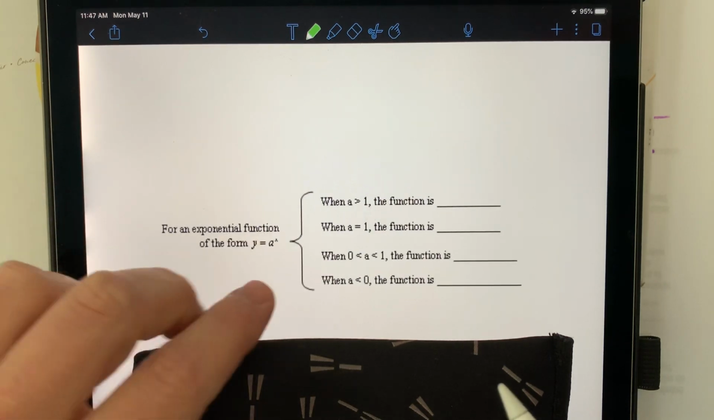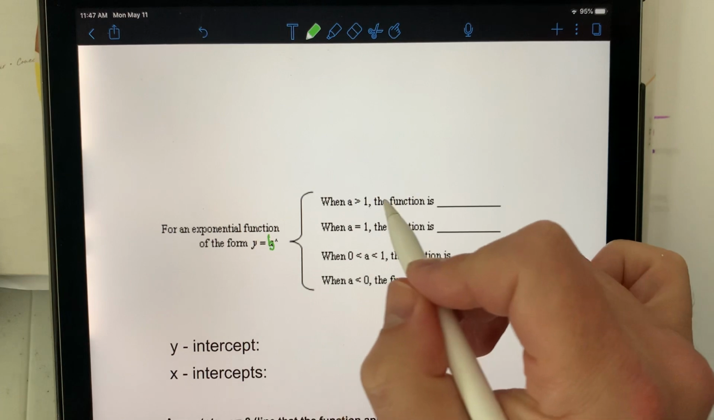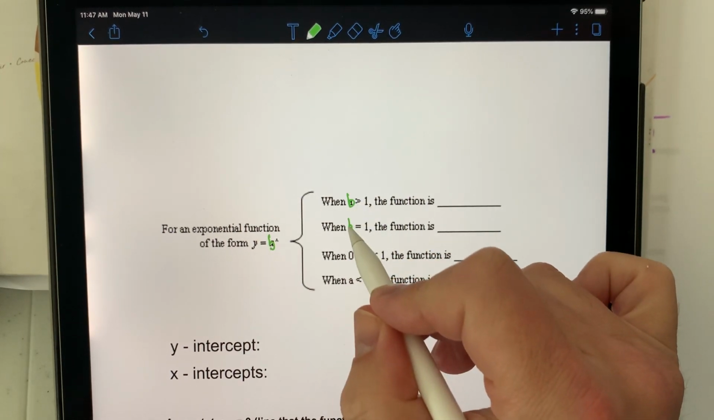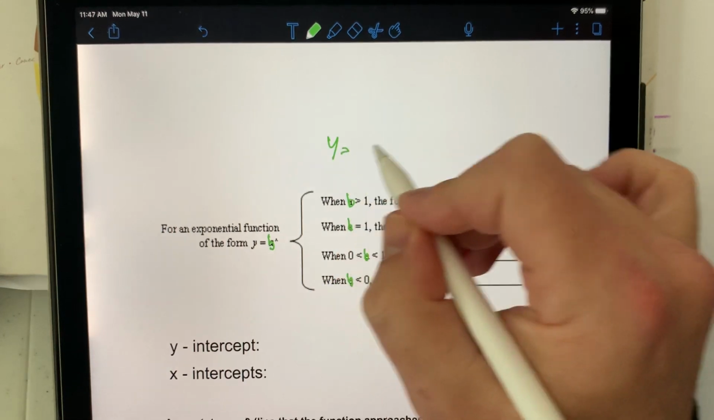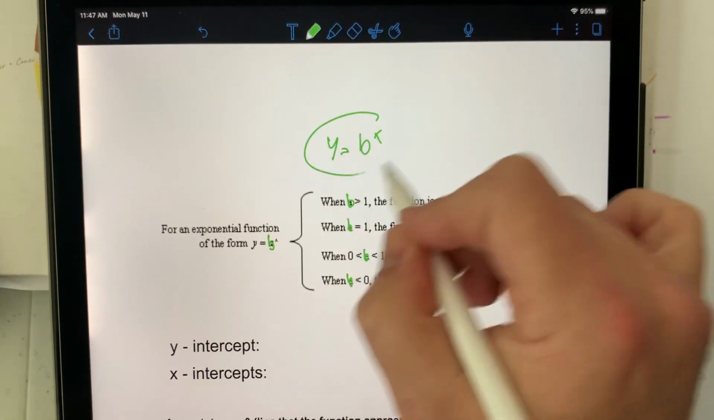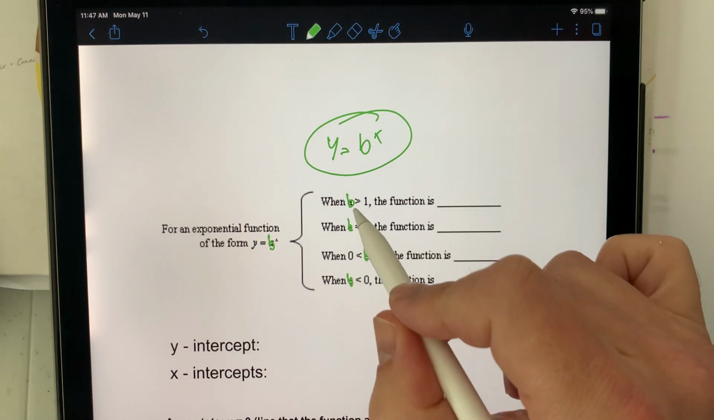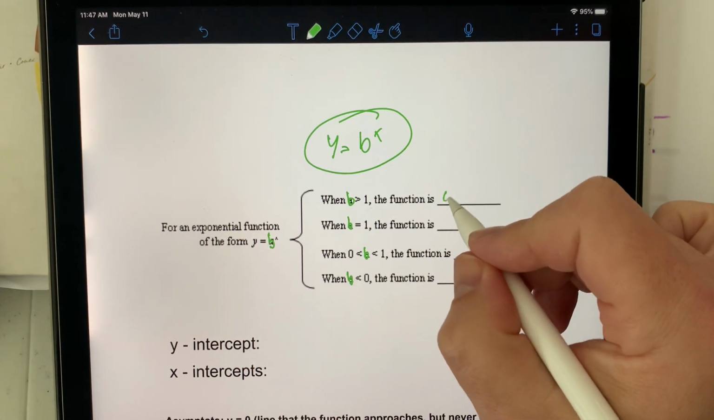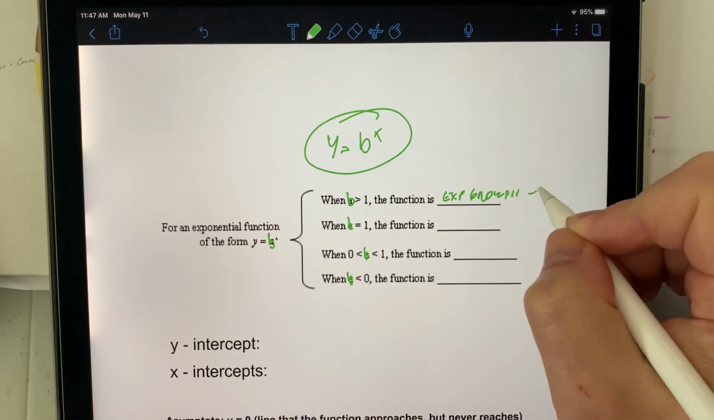And just to finish up, let's talk about this. I'm going to change this to b to the x because I'm going to use a different letter later on. So if my function is y is equal to b to the x, that's my basic function. Then what do I know? Well, if b is bigger than 1, the function is exponential growth. It's going to go up and up.